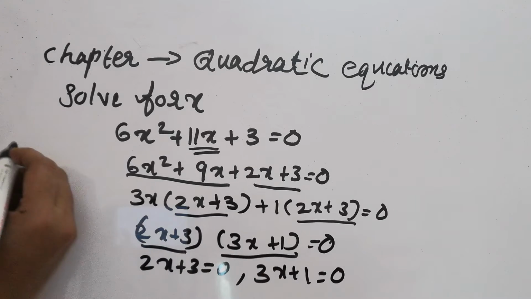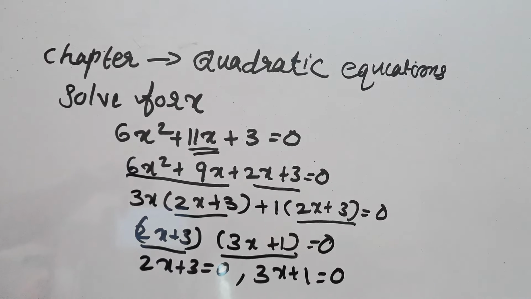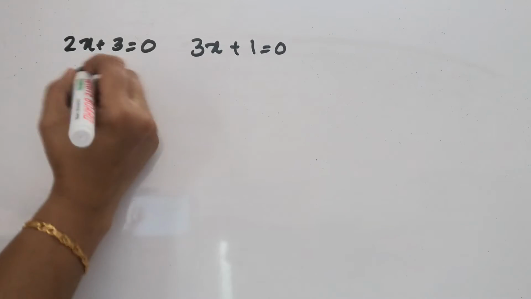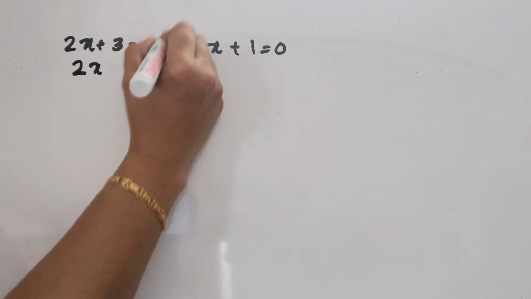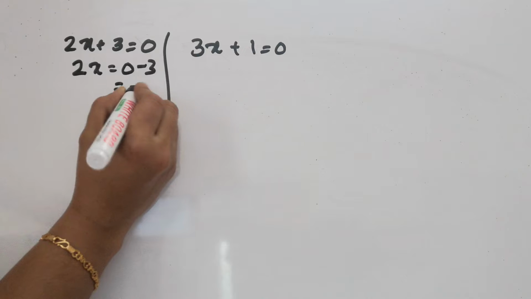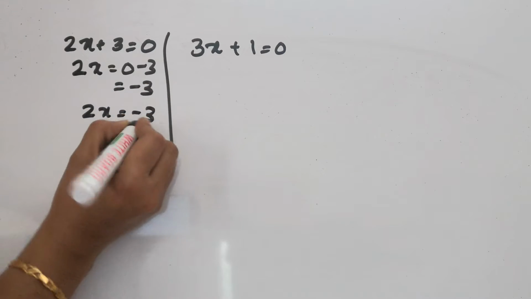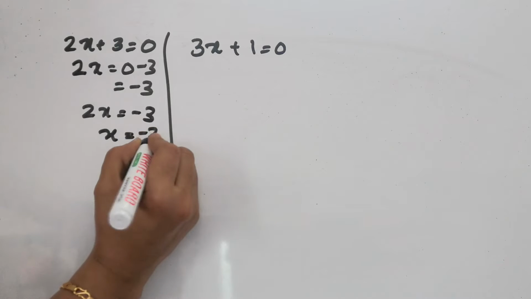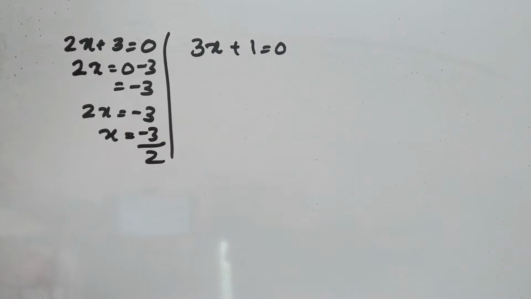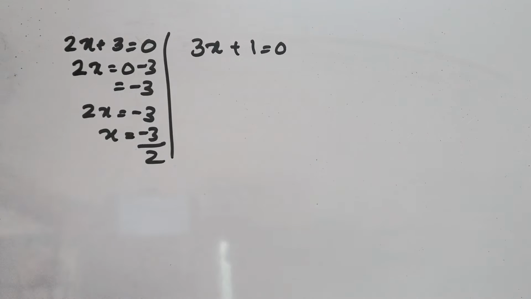Okay, so first we take 2x plus 3 is equal to 0, which means that 2x is equal to 0 minus 3, which is equal to negative 3. So 2x is equal to negative 3, and we get x is equal to negative 3 divided by 2. So negative 3 divided by 2 is one of the solutions of our quadratic equation.